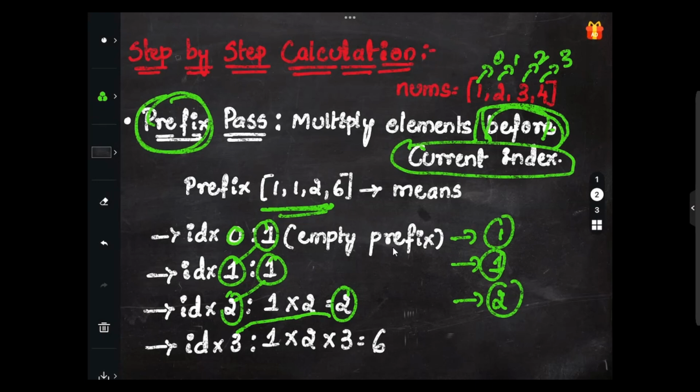Now we got the output to 2 into 3 here. This one I'm considering 2 into 3 is nothing but 6. So this is how we got 1, 1, 2, and 6 as output. Don't get confused here. I hope we are completely clear with the calculation part for the prefix pass, right? Easy to understand. So here 1, 1, 2, 6 we got.